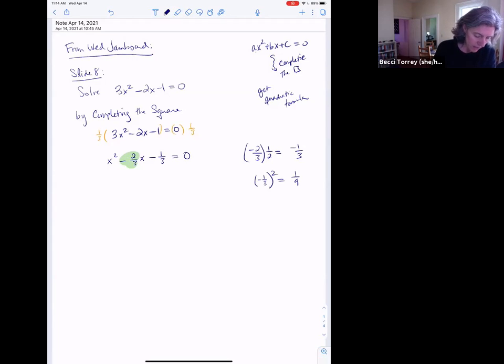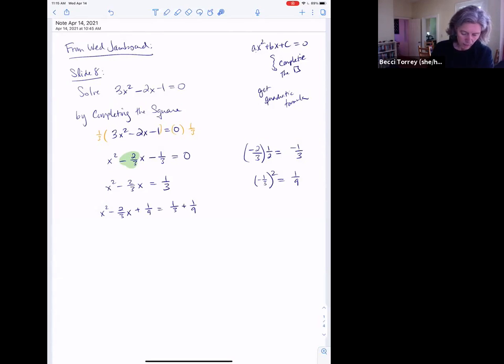Then we're going to add that 1/9 to both sides. Oh, before we do that, unlike how we handle things when we're factoring, where we always want to get 0 on one side, in this strategy we take the constant value, the one that doesn't have any x's, and add it to the other side. So we have x squared minus 2/3 x equals 1/3. Now we add 1/9 to both sides. We're not changing anything because we're changing both sides of the equation by the same amount. So x squared minus 2/3 x plus 1/9 equals 1/3 plus 1/9.